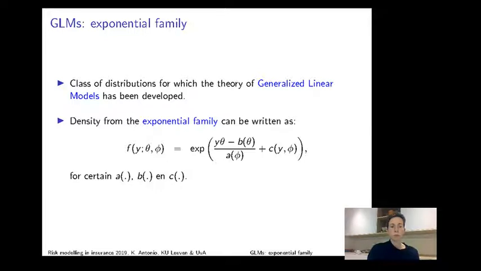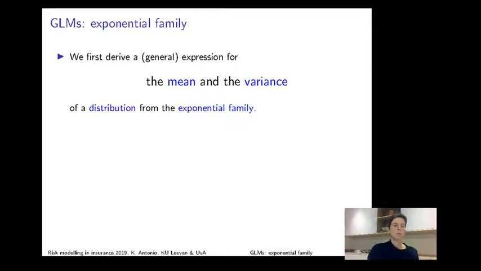Further on in this video, you will learn how some well-known densities can be rewritten into this particular format of a density from a distribution that belongs to the exponential family of distributions. Now, for a density from this family, you will first derive a general expression for its mean and its variance. And hereby you will start from the density as printed on the previous sheet. You will rely on the following result from probability theory.